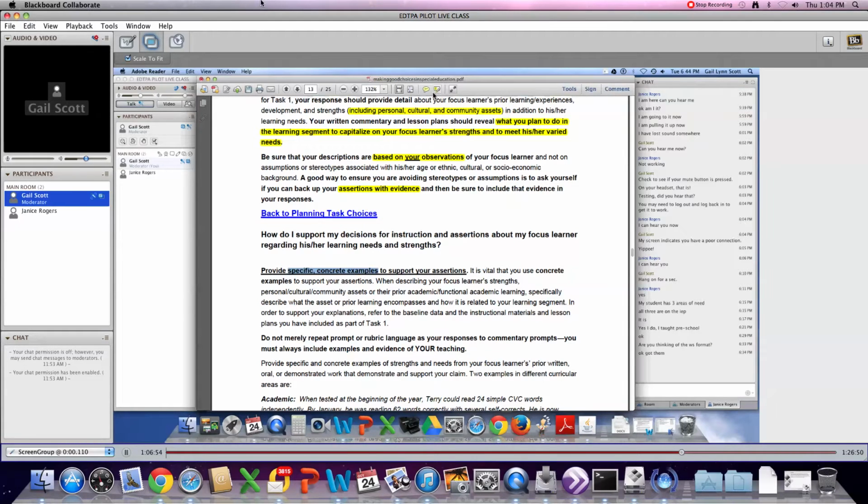Specific, concrete examples. I feel like I've hit that a few times. Don't just talk to me in general terms. Be specific. When Johnny did the worksheet in lesson 2, no, that's talking about instruction. We're still on planning.